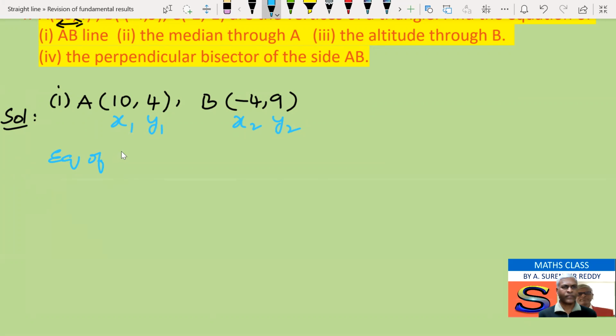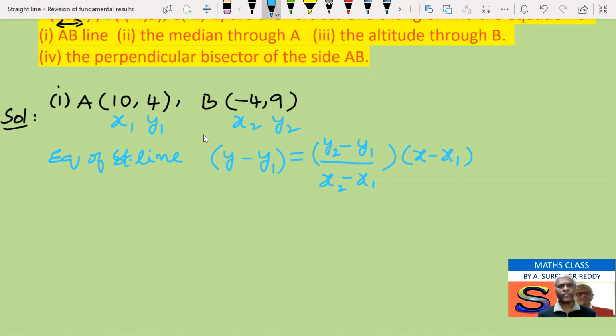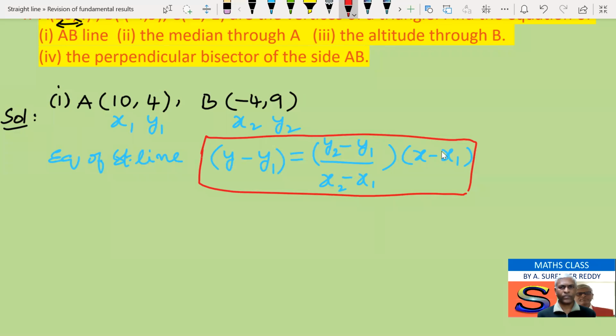The equation of a straight line is y minus y1 equals y2 minus y1 by x2 minus x1 times x minus x1. This is the equation of the straight line passing through the given 2 points x1, y1 and x2, y2, where A, B, C are the vertices of a triangle. Now we are finding the equation of side AB.